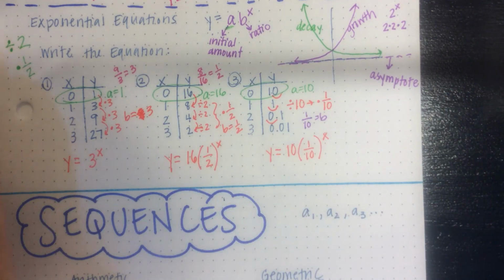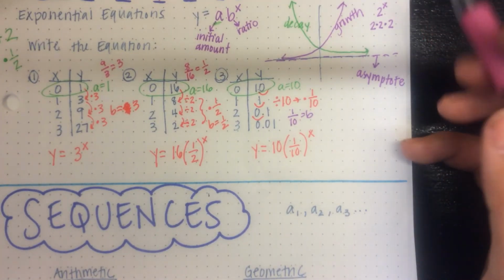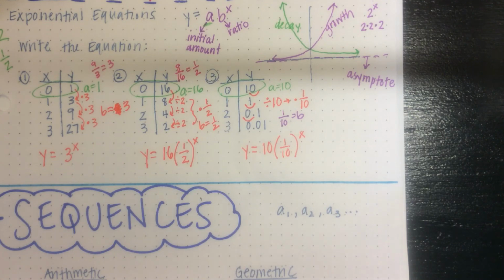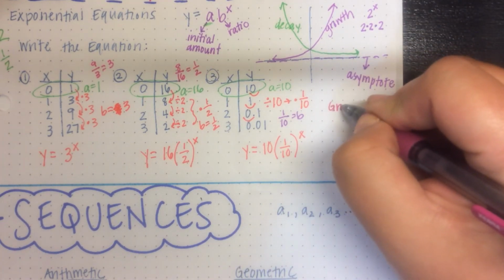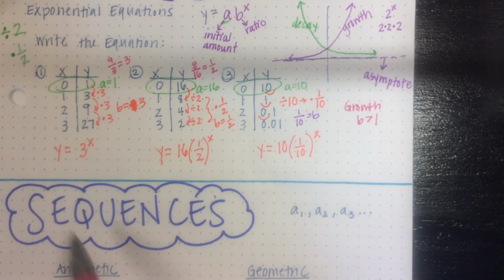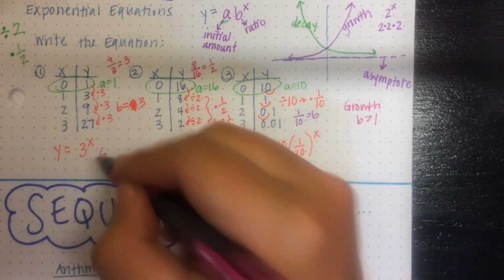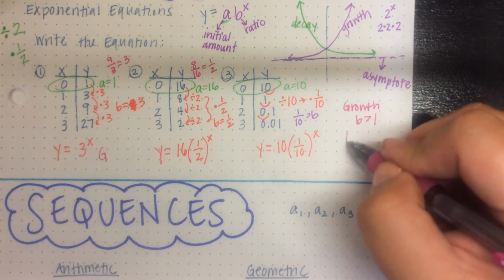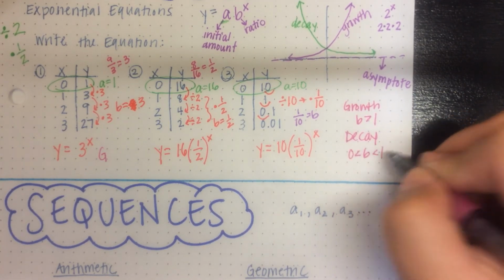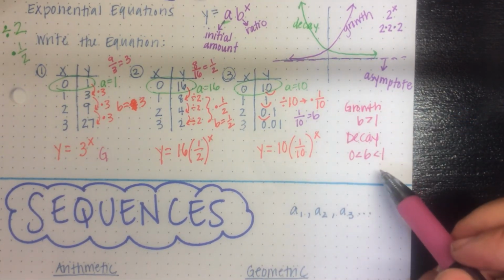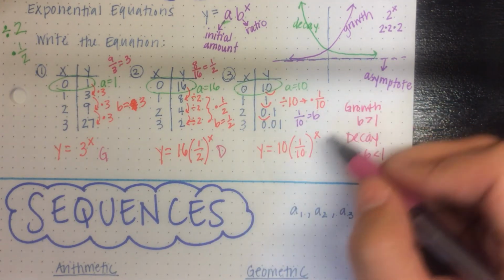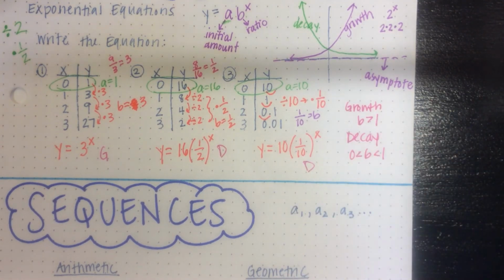Now, going back to the getting bigger and getting smaller and the growth and decay, I can tell just by looking at my equation if it's going to be growth or decay. So if it's growth, the b value is going to be bigger than 1, like that first one. 3 is bigger than 1, so this one is growth. It's decay if your b is between 0 and 1. Basically, if it's less than 1 for what we work with. So the 1/2 is less than 1, so that one's decay, it's getting smaller. 1/10 is less than 1, so that's decay, it's getting smaller.